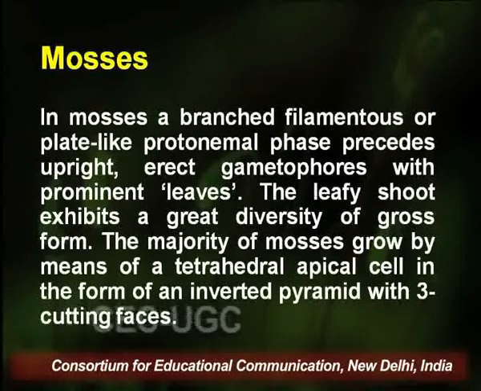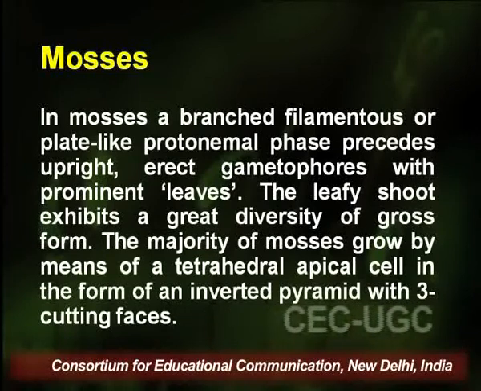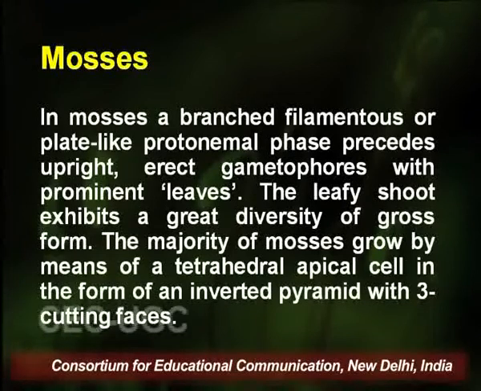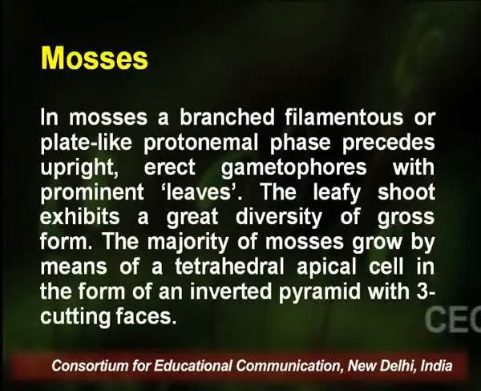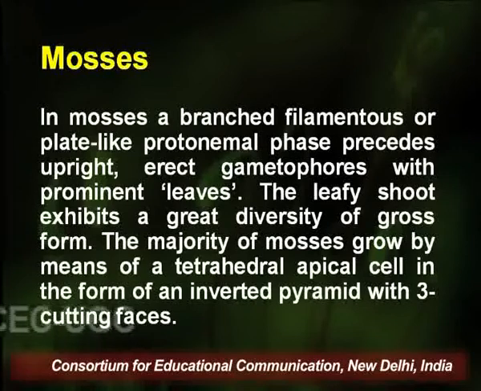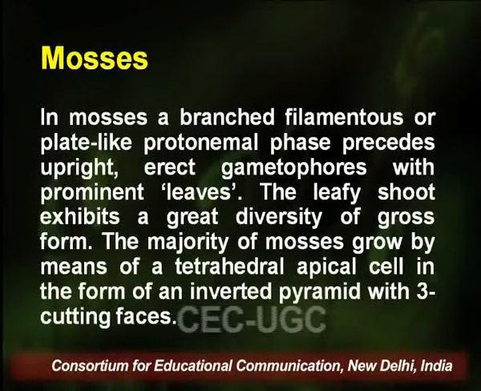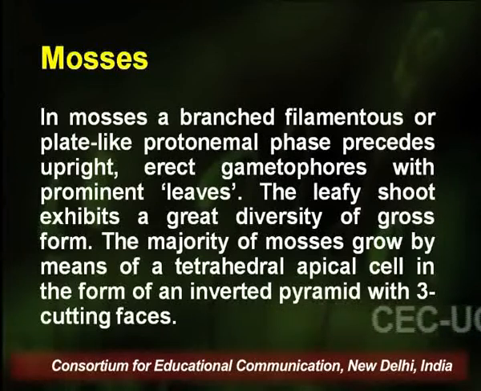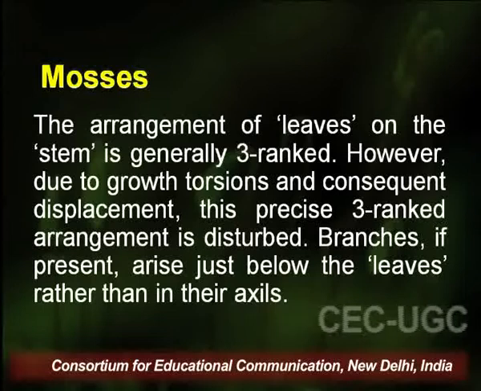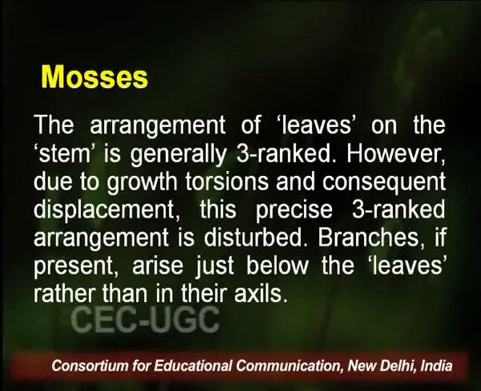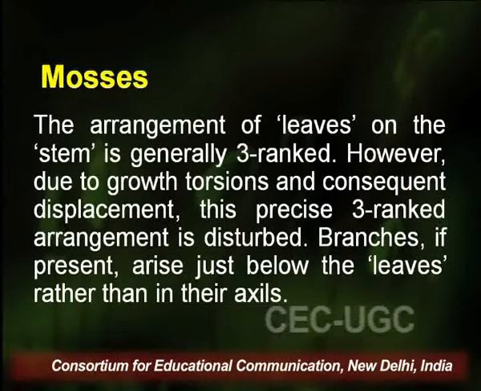In mosses, a branched filamentous or plate-like protonemal phase precedes upright, erect gametophores with prominent leaves. The leafy shoot exhibits a great diversity of gross form. The majority of mosses grow by means of a tetrahedral apical cell in the form of an inverted pyramid with 3 cutting faces. The arrangement of leaves on the stem is generally 3-ranked. However, due to growth torsions and consequent displacement, this precise 3-ranked arrangement is disturbed.